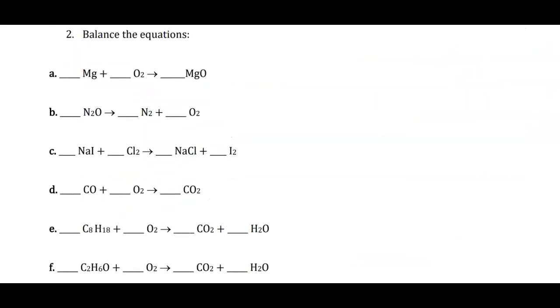Balance the equation. Magnesium plus O2 gives us magnesium oxide. So it's not balanced yet. We start with metal. Nothing is in front of magnesium. That means only one atom of magnesium here and one magnesium on the right side. We're good with magnesium, right?